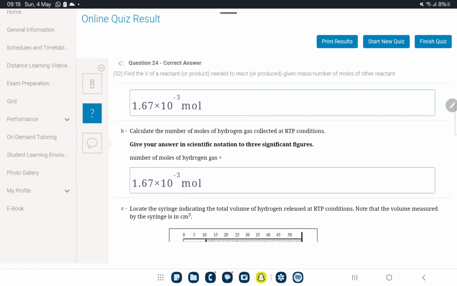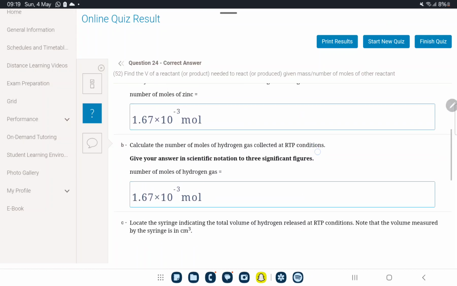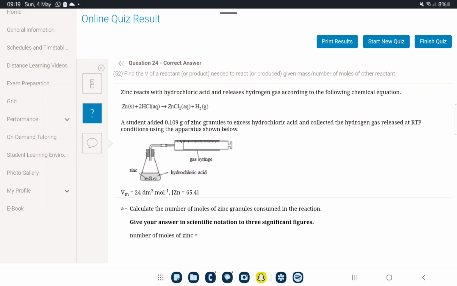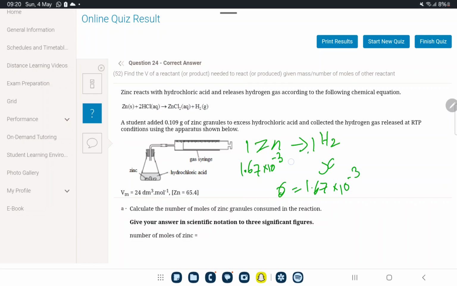Part B. They want the number of moles of hydrogen gas. So Zn gives H2. We already had 1.67 times 10 to the power of minus 3 moles of Zn, and in the ratio we had 1 and 1, and we want x, so x equals 1.67 times 10 to the power of minus 3, cross multiply.